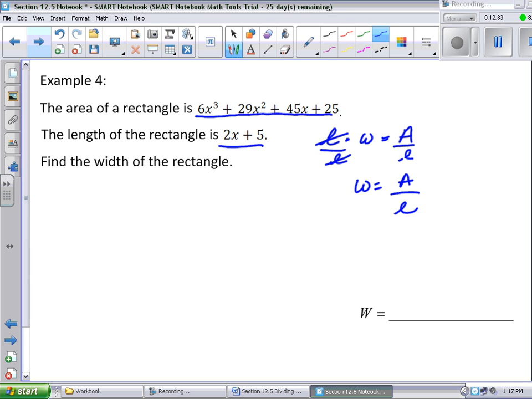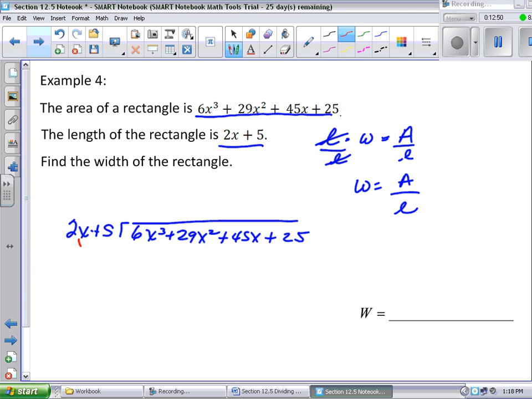So I'm dividing by the length. I'm dividing by the 2x plus 5. I'm dividing that into the area. 6x cubed plus 29x squared plus 45x plus 25. So I will start off. 2x times what makes 6x cubed? Let's see, I believe that would be 3x squared.